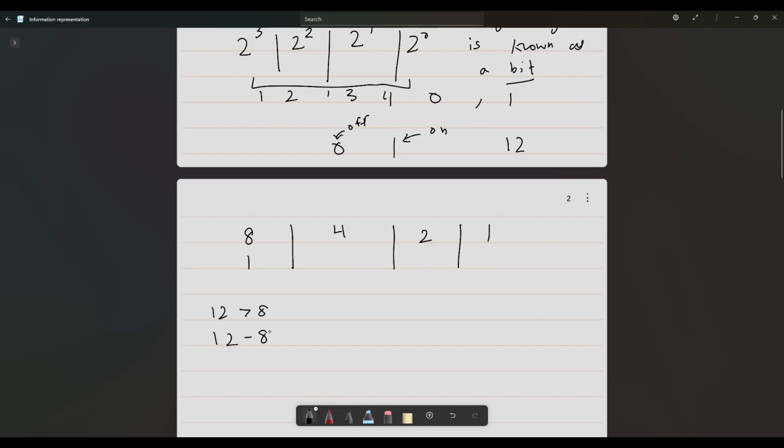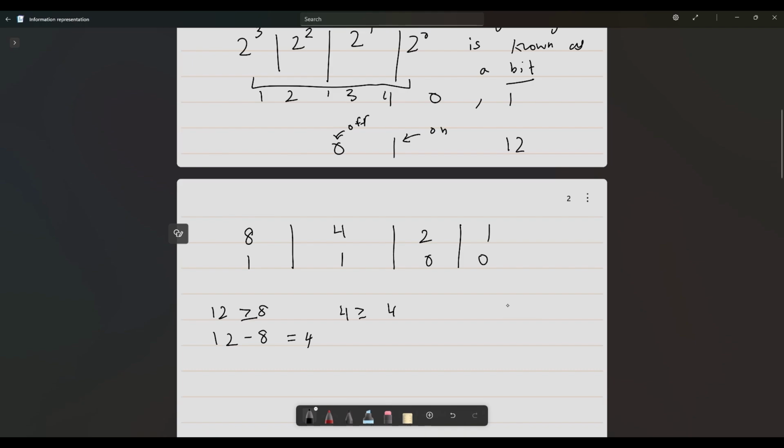So 12 minus 8, we take the remainder. Remember I said it's an on switch, so we're representing a value of 8 out of 12. The remaining is 4. Now I'll go to the next one. Sorry, it's greater than or equal to. So is 4 greater than or equal to 4? It is, so I'll put 1. And the rest I'll put 0.